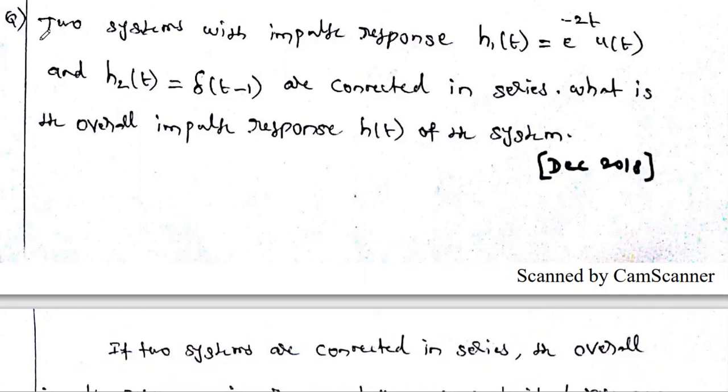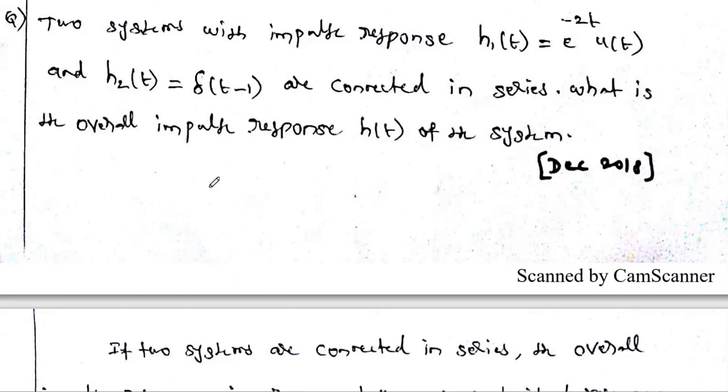Here you see the first problem: two systems with impulse responses h1 of t equal to e power minus 2t u of t, and h2 of t equal to del of t minus 1, are connected in series. What is the overall impulse response h of t of the system? This is the question. It's a December 2018 question, an important 2 mark problem.